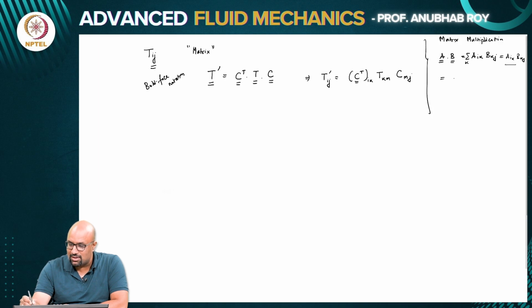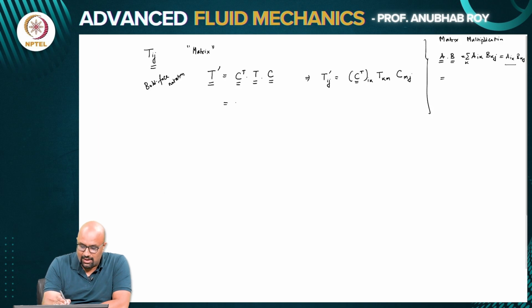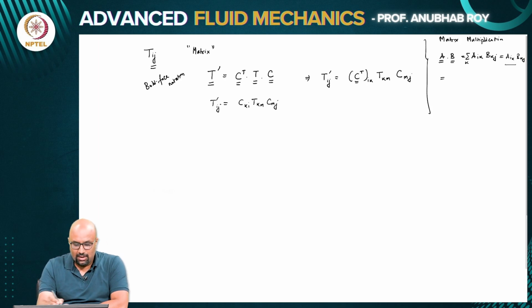And you can write this explicitly if you want. So, you are basically multiplying the row elements of A with the column elements of B, and that is how you create the matrix product. Exactly the same thing I am doing here. So, there are two matrix multiplications that are happening out here. Now, the ikth element of C transpose will be C_ki, so T prime ij will transform in the following manner: C_ik C_jm T_km.